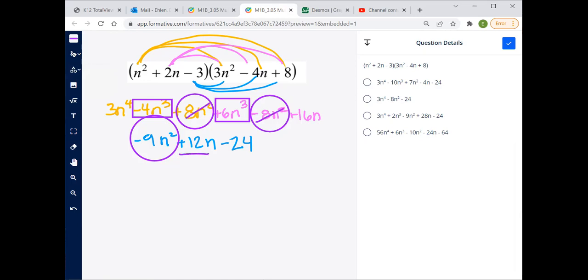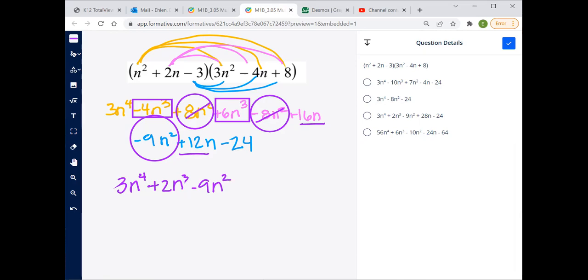And lastly, we have some n's. So starting at the front, or the largest exponent, because we want it in standard form, 3n to the 4th power. Negative 4 plus 6 is a positive 2n to the 3rd. The positive 8n squared and the negative 8n squared cancel each other out. So we're just left with that negative 9n squared.